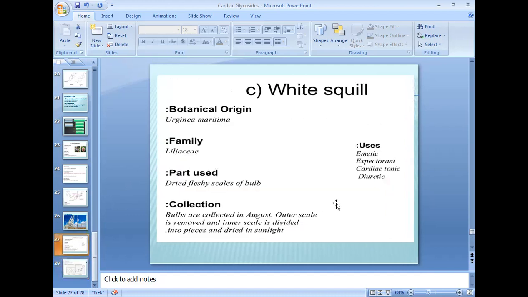It is importantly used for emetic purposes, producing emesis, and as an expectorant in cough preparations, and used as a cardiac tonic, and it also produces a diuretic effect.